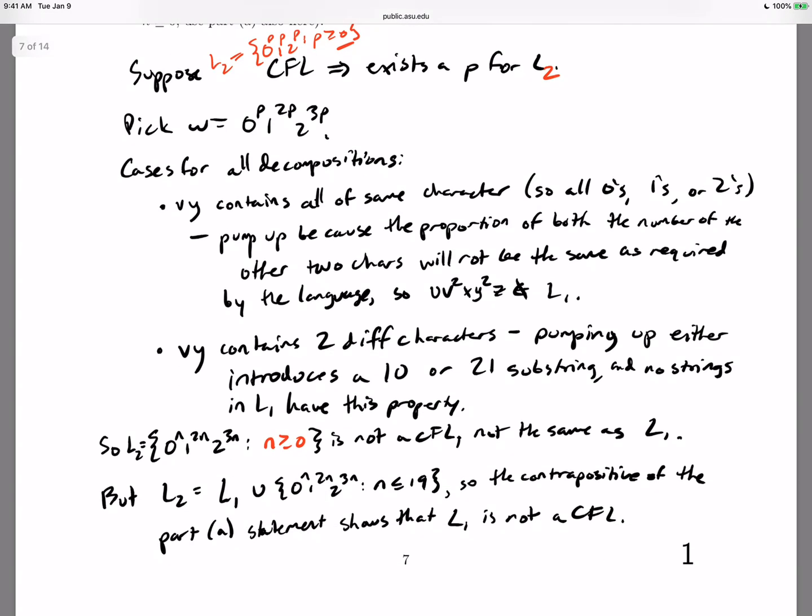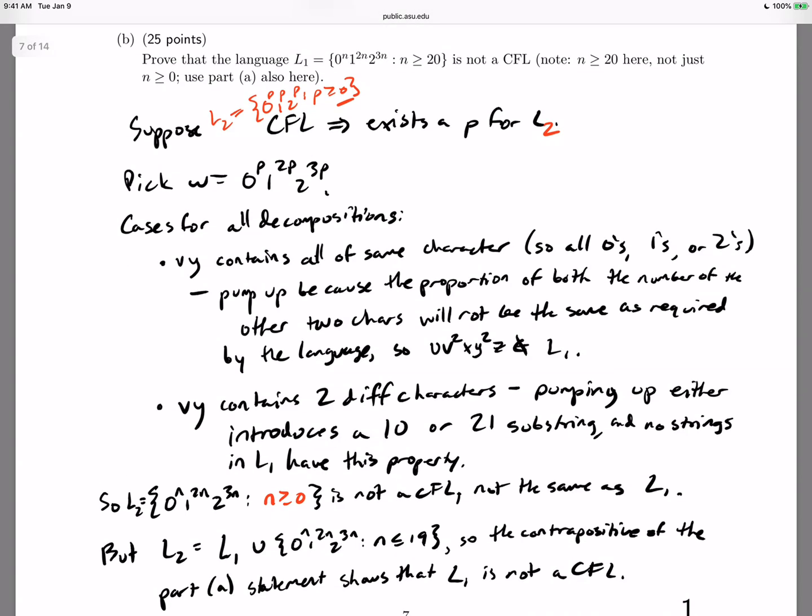Okay, but I'm pretty sure we did a very similar example in class. Did we? Okay, yeah. So the key here is that at least 20 thing. Any questions about this?